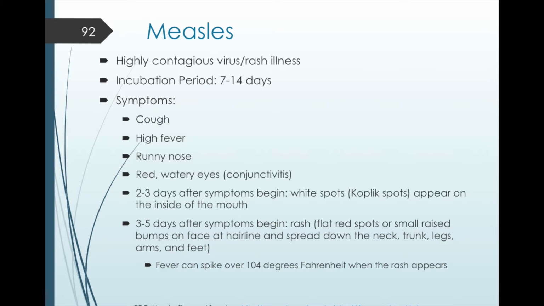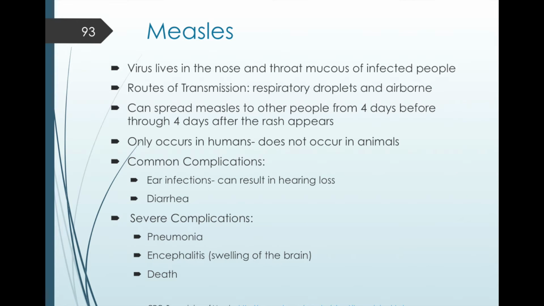2 to 3 days after symptoms appear, there can be white spots that appear on the inside of the mouth, and 3 to 5 days after symptoms begin, there can be a rash with flat red spots or small raised bumps on the face at the hairline and spread down the neck, trunk, legs, arms, and feet. Fever can spike over 104 degrees when the rash appears.